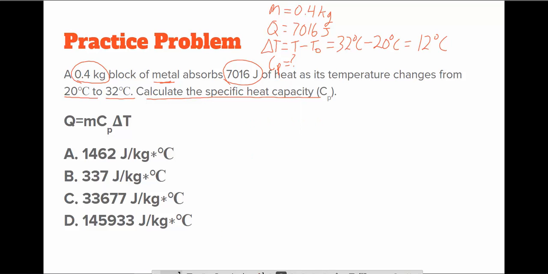So we have our formula, Q equals MC delta T. We have to plug in and then solve for C sub P. Q equals MC delta T. So Q is 7,016. M is 0.4. C sub P is what we're looking for. And then delta T is 12 degrees Celsius.